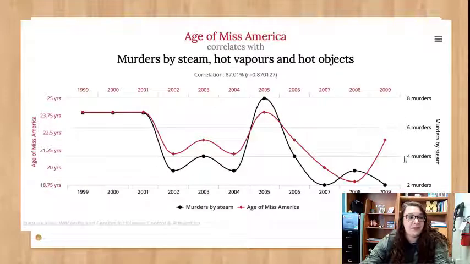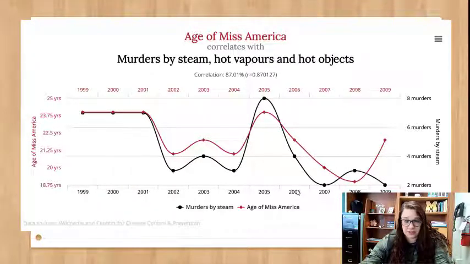I'm getting better. The next thing I want to look at here is called correlation versus causation. So here is a correlation that I want you to notice. In red graphed is the age of Miss America. You can see in 1999, Miss America was a little bit over 23 years old. And then later in 2009, Miss America was about 22. Then in black is murders by steam, hot vapor, and hot objects. You can see these two lines seem to kind of mimic each other.